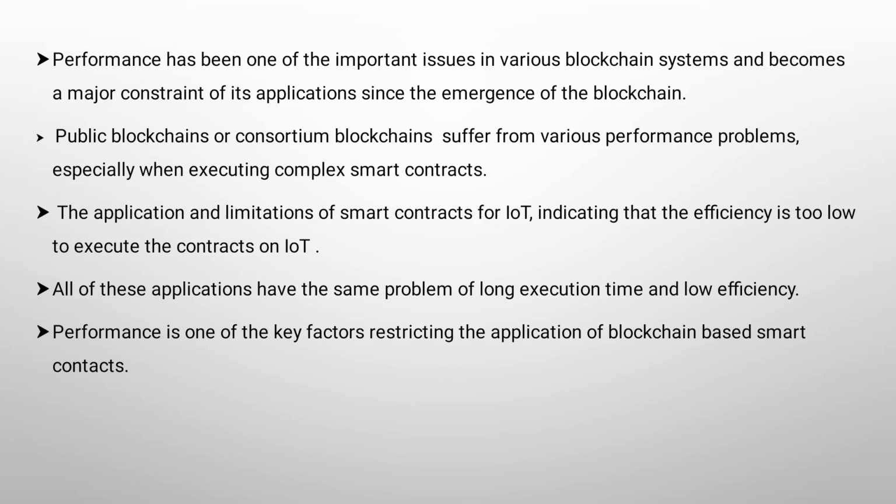Current blockchain systems, whether public blockchain or consortium blockchain, suffer from various performance problems, especially when executing complex smart contracts. Studies of the application and limitation of smart contracts for IoT indicate that the efficiency is too low to execute the contracts on IoT. All of these applications have the same problem of long execution time and low efficiency, which makes them still unable to replace the centralized solution. Performance is one of the key factors restricting the application of blockchain-based smart contracts.